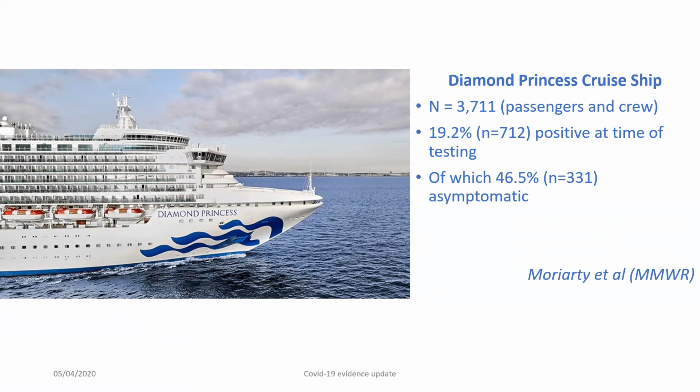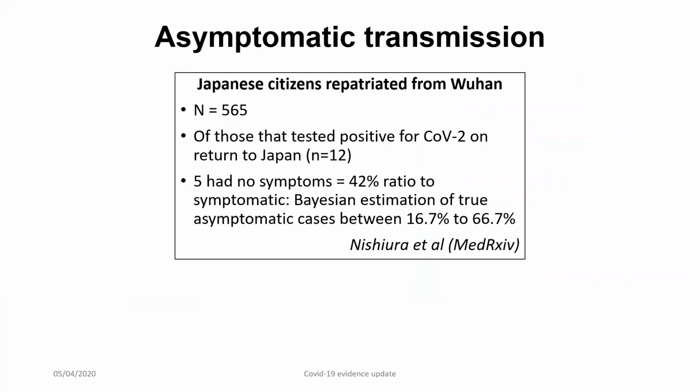Of which 46.5%, 311 people, had never had any symptoms of the disease, and so were theoretically at risk of asymptomatic transmission to other people. There have been some other examples of this, including data on Japanese citizens repatriated from Wuhan, who were all quarantined and tested. So this was 565 people, of whom 12 tested positive on return to Japan, and 5 of them had no symptoms, giving a 42% ratio to symptomatic cases. And this gives a rough estimate that the true ratio of symptomatic to asymptomatic is somewhere between 17 and 67.